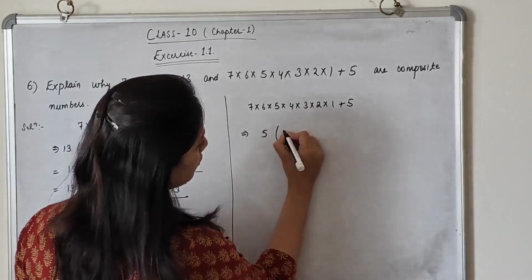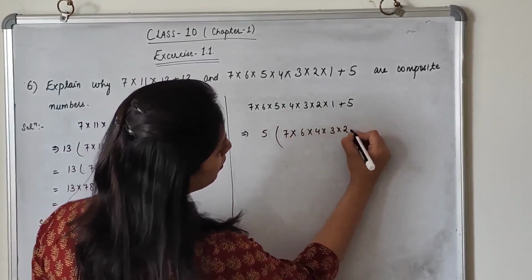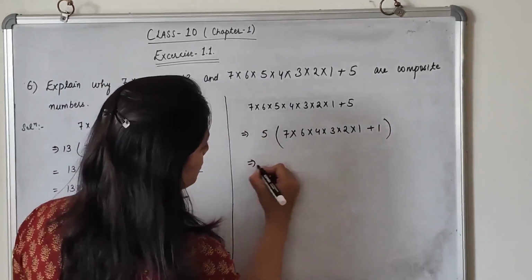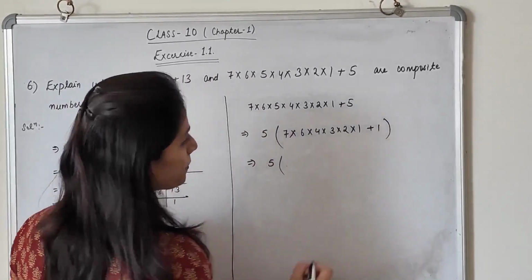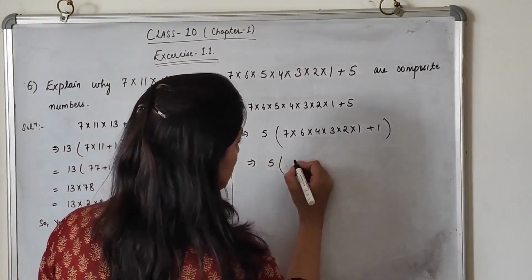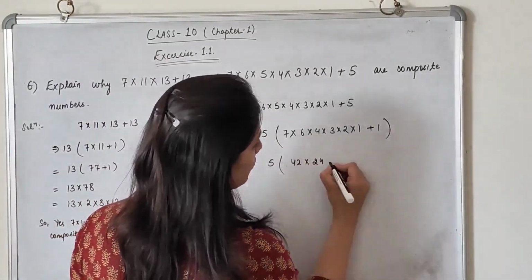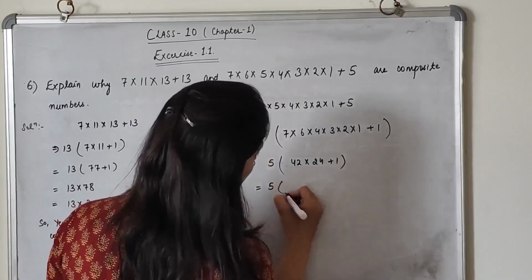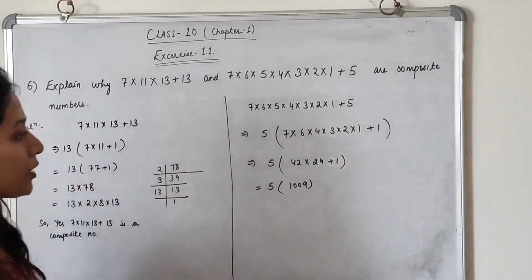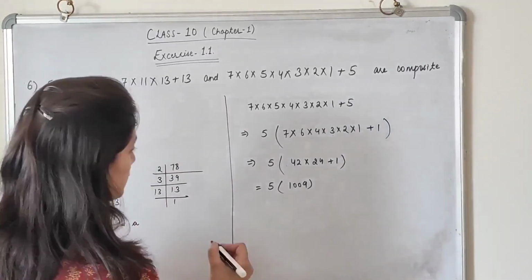For number 5, what is left behind inside the bracket? 7 × 6 × 4 × 3 × 2 × 1 + 1. So 5 is common. 7 times 6 is 42. 42 times 4 times 3 is 12, 12 times 2 is 24, plus 1. So we are getting 1009. So this is also a composite number because this number has more than 2 factors.